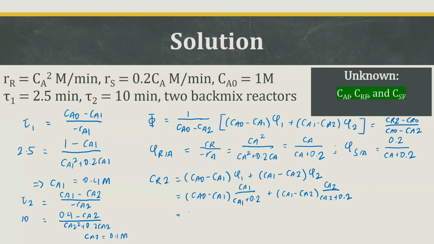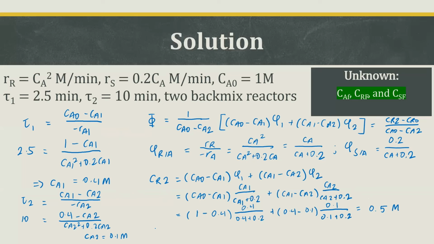So substituting values, we have CaO equal to 1 mole per liter. So 1 minus 0.4 for Ca1 times 0.4 all over 0.4 plus 0.2, plus here Ca1 is 0.4 minus Ca2 is 0.1 times 0.1, or Ca2, all over 0.1 plus 0.2. And simplifying this, you should get 0.5 moles per liter of CR2.